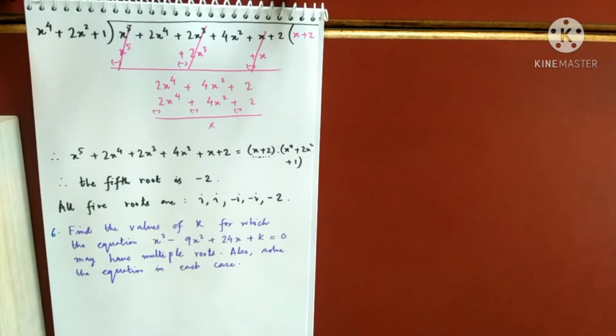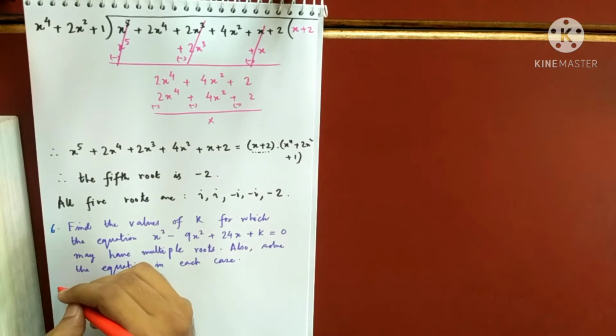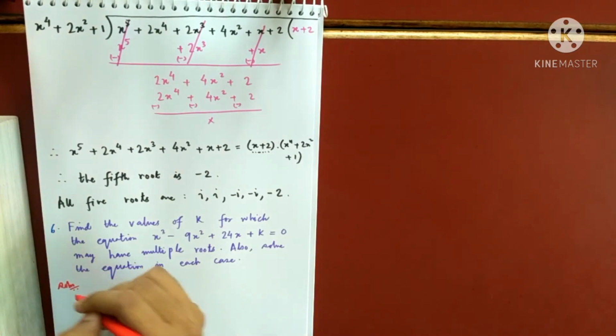So this is another nice question that is given to us. For what values of k may this equation have a multiple root, or multiple roots? Also, you solve the equation in each case. You have to solve that equation after finding the value of k. So how will you start? The same way, assume that alpha is a multiple root.